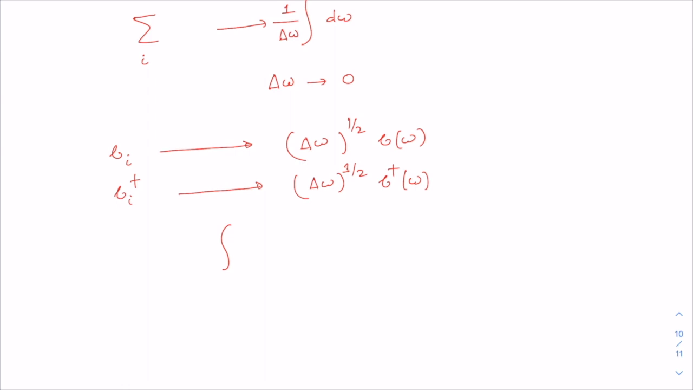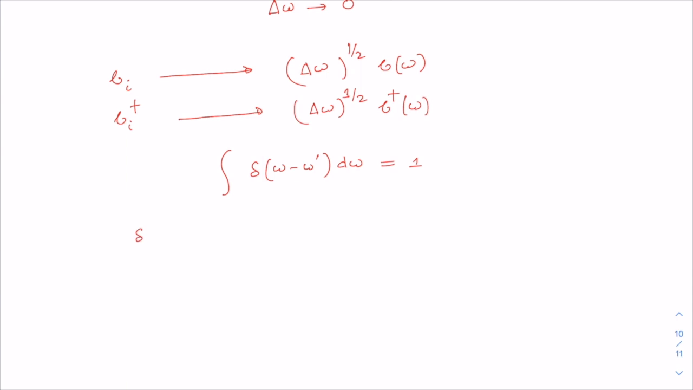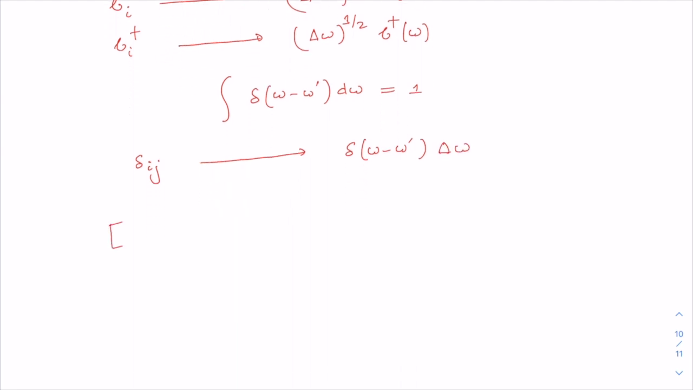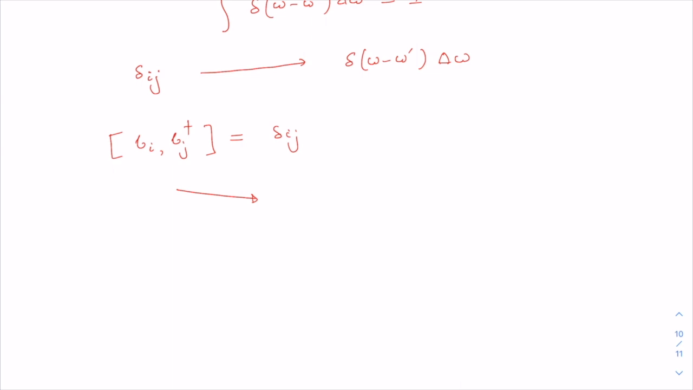Also, please note that in continuum we have this relation, integral of delta omega minus omega dash d omega is equal to 1. On the other hand, you know that in the discrete space we have this Kronecker delta. Now in the continuum it would be replaced by delta omega minus omega dash. So therefore, this commutation relation in the discrete space, Bi Bj dagger is equal to delta Ij, in the continuum limit would be replaced by B of omega, B dagger of omega dash is equal to delta omega minus omega dash. So these are very important relations.